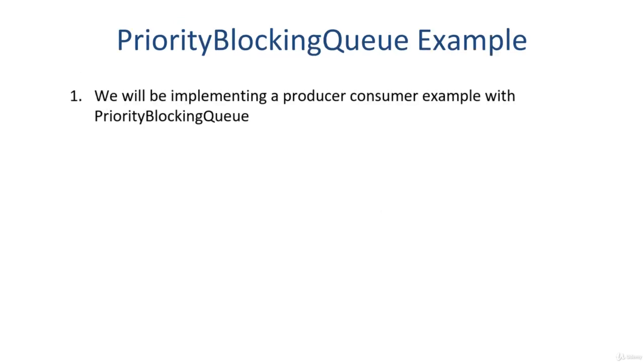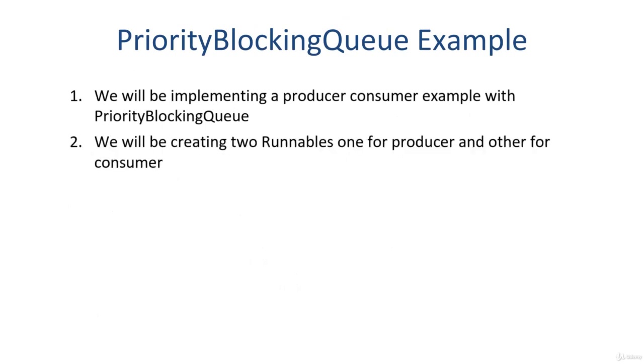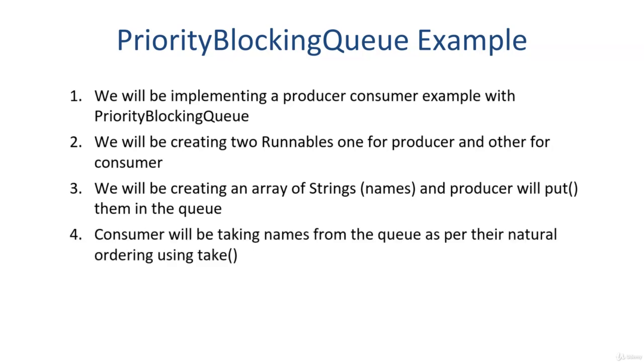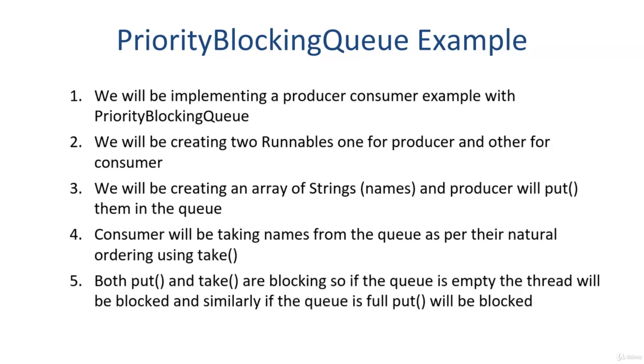Priority blocking queue example. We will be implementing a producer-consumer example with priority blocking queue. We'll be creating two runnables, one for the producer, another for the consumer. We'll be creating an array of string names, and the producer will put them in the queue. The consumer will be taking names from the queue as per their natural ordering using take. Both put and take are blocking, so if the queue is empty, the thread will be blocked, and similarly, if the queue is full, put will be blocked.